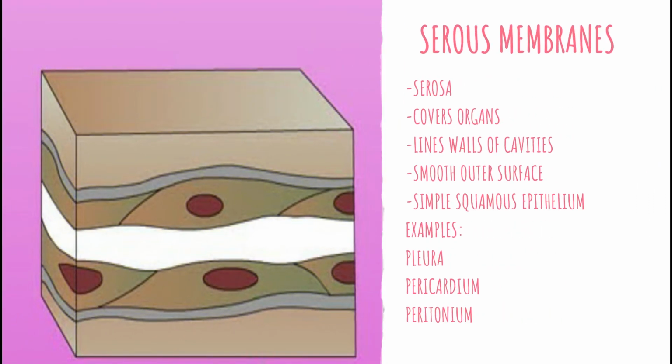Next, we have the serous membrane or the serosa. This pertains to the internal membrane that covers the organs and lines the walls of the cavities. It forms a smooth outer surface in some organs, and it is composed of a simple squamous epithelium. Examples are the pleura of the lungs, the pericardium of the heart, and the peritoneum of the abdomen.